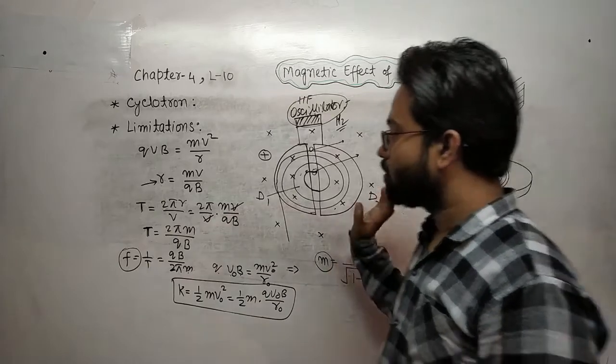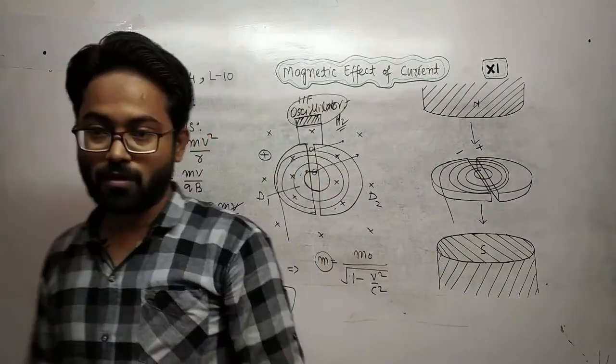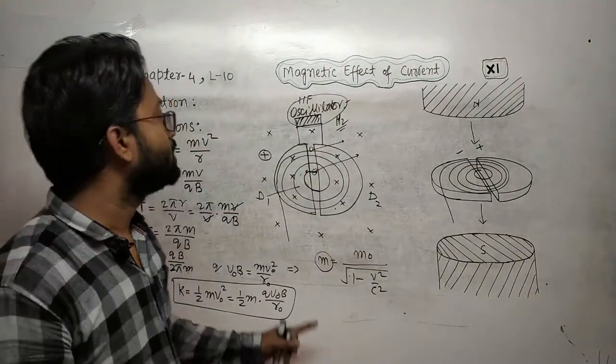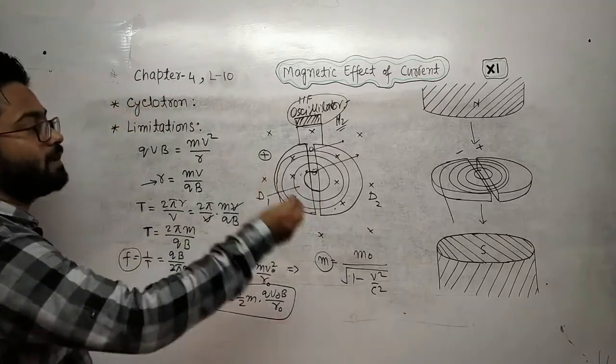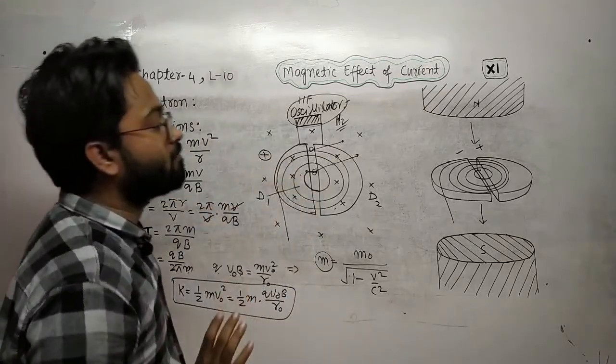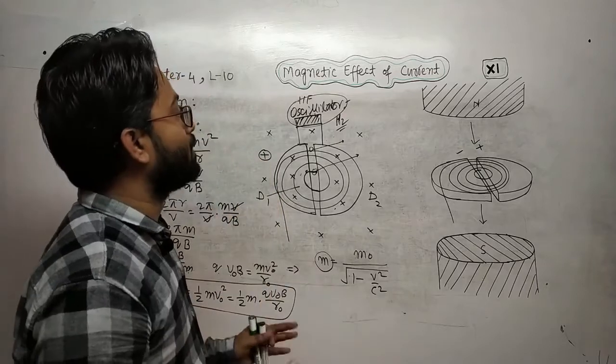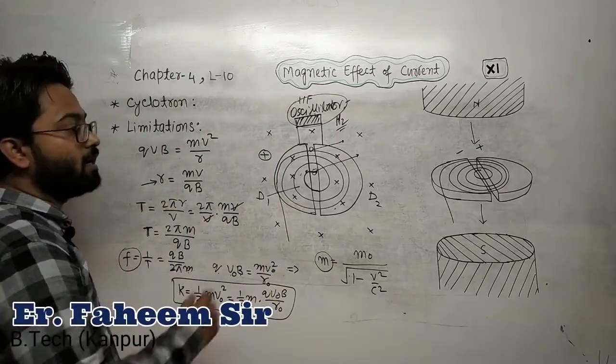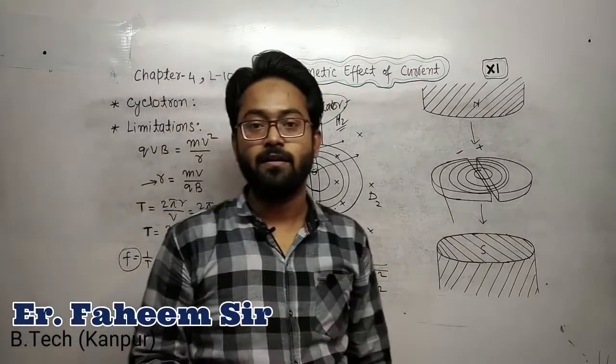Okay, and can we use a neutron? No, because there is no charge, there will not be any electric or magnetic force, so no effect will be produced on the neutron. Hope you are getting it, and thanks for watching.